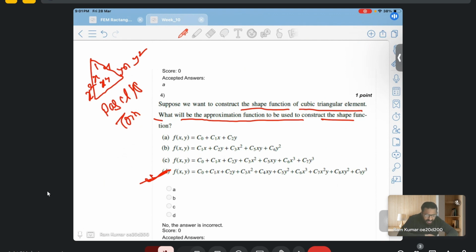Or we can also eliminate some options. How can we eliminate? This one will not be there, and this one will not be there. Out of C or D, one of them will be there. Then we have to use some of our own reasoning about which one will be correct. So option D will be correct.